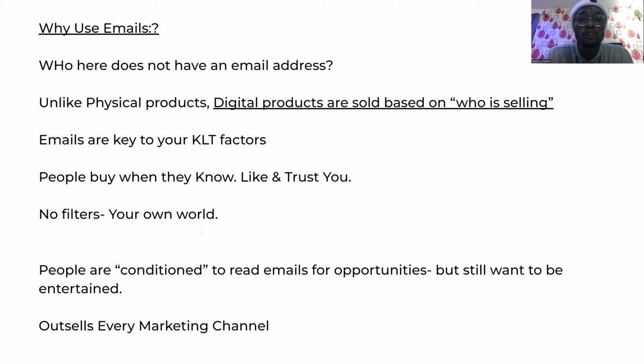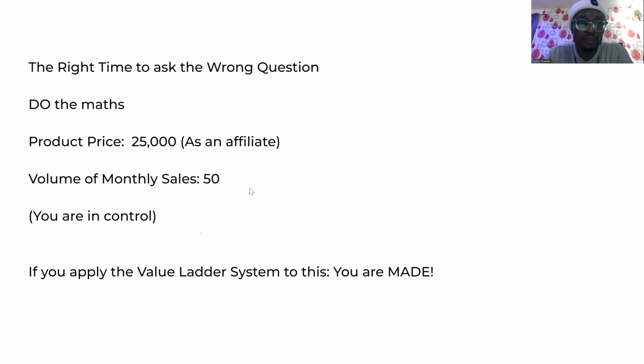Secondly, with emails, people are conditioned to read emails for opportunity. They want to be entertained. When you open your email, you're not looking for just gist, you're not looking for cruise, you're looking for things that would help you make more money, you're looking for jobs. And the statistics show that email marketing outsells all other channels of marketing.